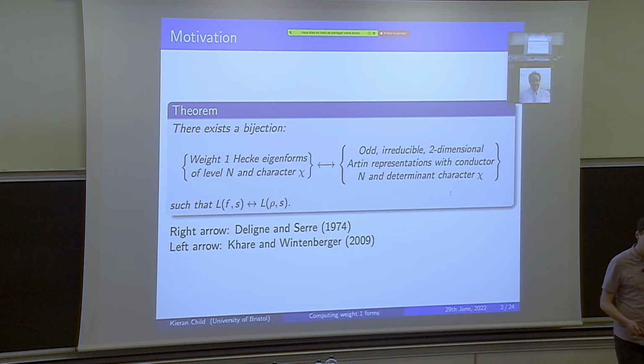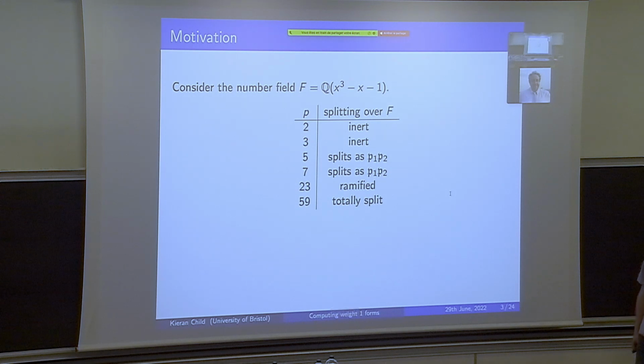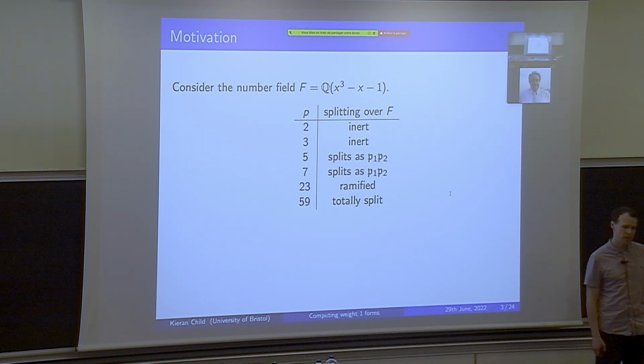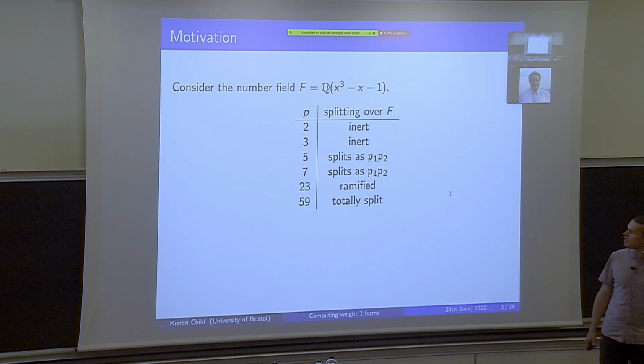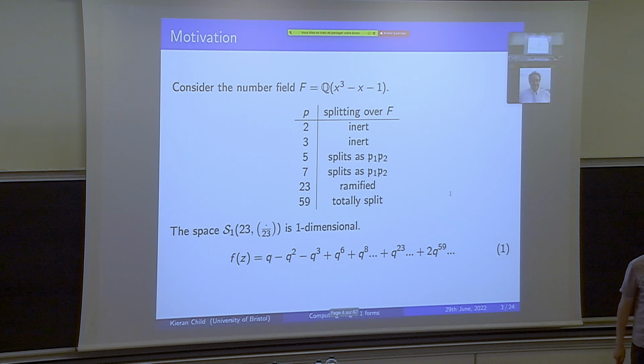How does this shake out in the real world? So here's an example. The field Q along with the roots of x cubed minus x minus 1. And here's how various primes split over that field. This field has discriminant 23, so the only ramified prime is 23. But there's some other splitting. And alongside this question of how primes split over this field, we only have one Hecke eigenform of weight 1 and level 23 with quadratic character, and it's this one here.